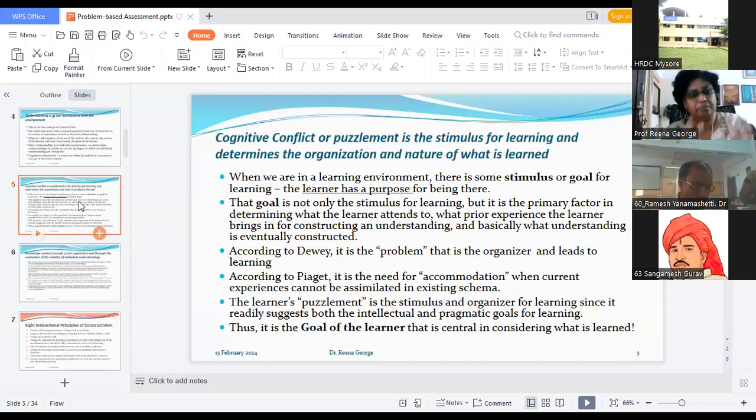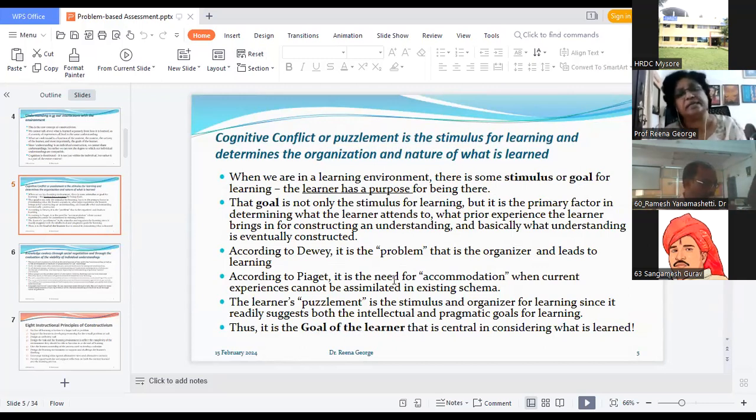Okay, the base of all learning is cognitive conflict. Without cognitive conflict, nobody can proceed with learning. Everybody might have gone through some kind of cognitive conflict. Only thing is that we are not aware of it. Nobody has brought out the cognitive conflict.